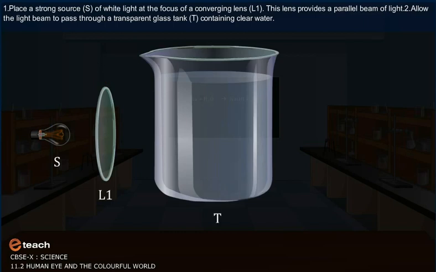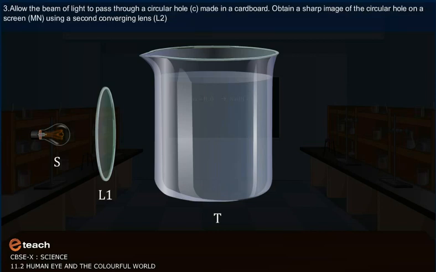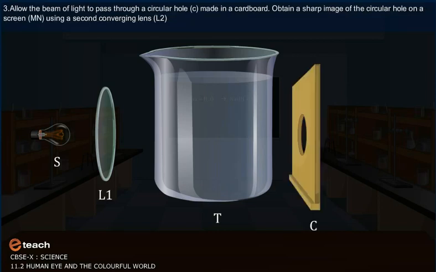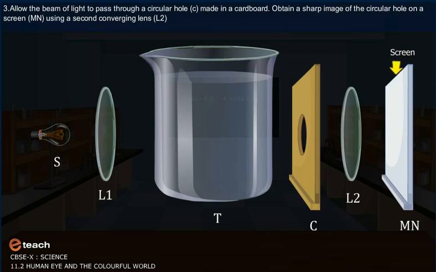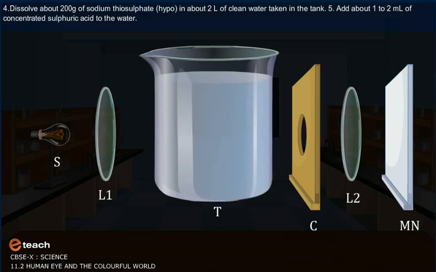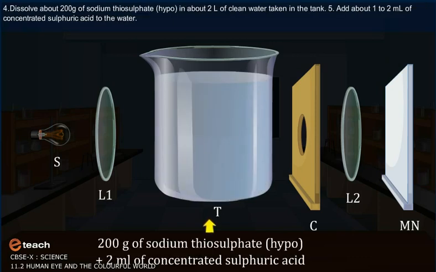2. Allow the light beam to pass through a transparent glass tank, T, containing clear water. 3. Allow the beam of light to pass through a circular hole, C, made in a cardboard. Obtain a sharp image of the circular hole on a screen, MN, using a second converging lens, L2. 4. Dissolve about 200 grams of sodium thiosulfate, hypo, in about 2 liters of clean water taken in the tank.